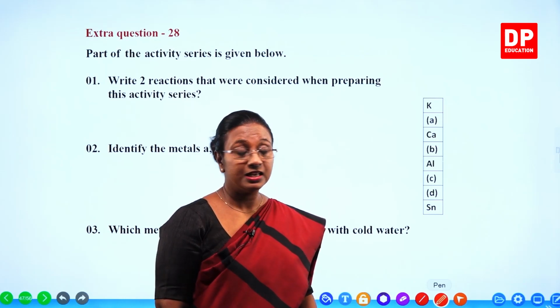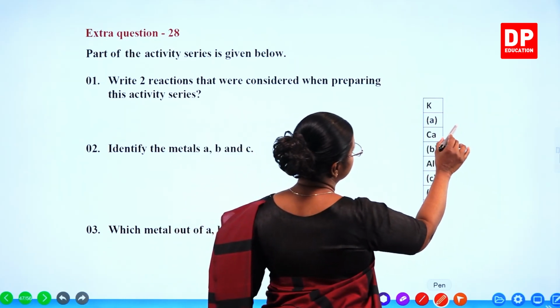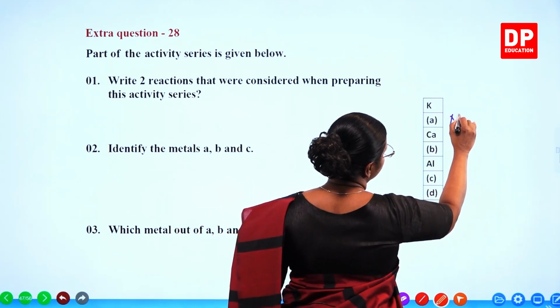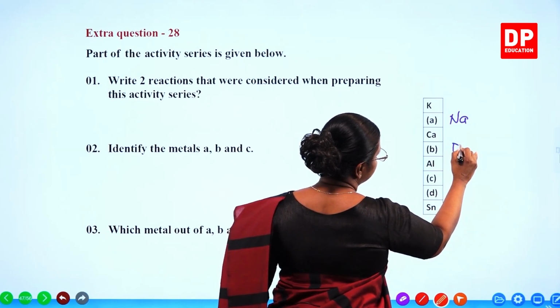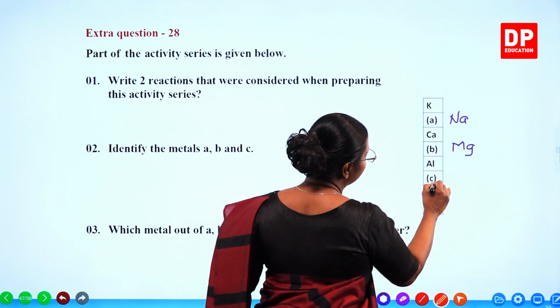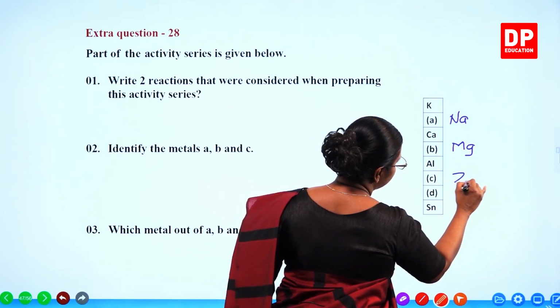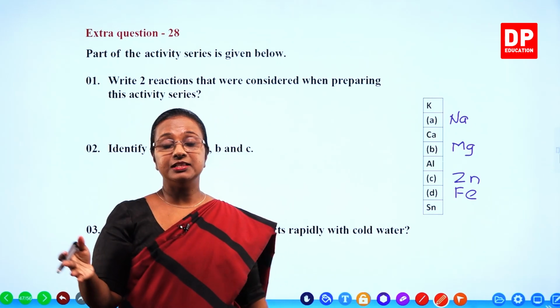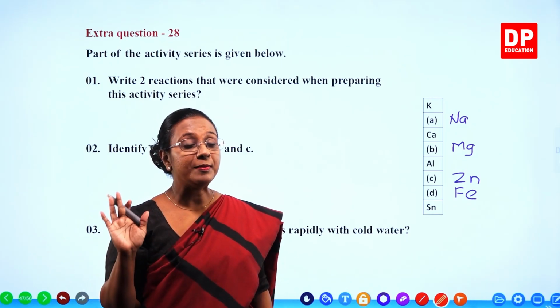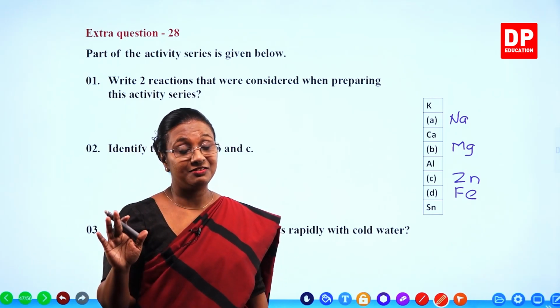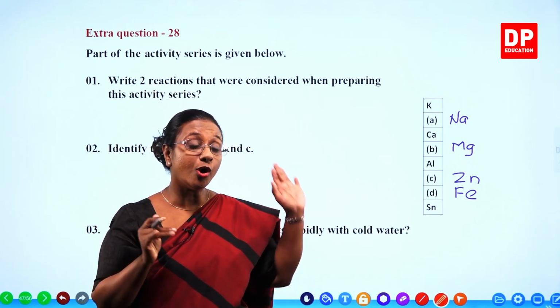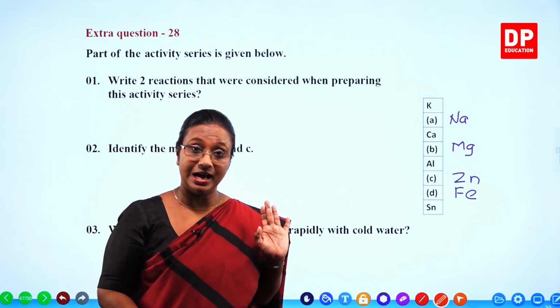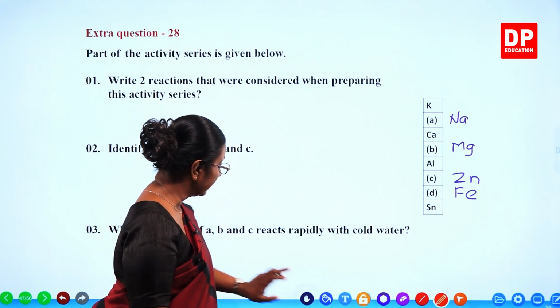Sn is tin. So if you write the elements there, potassium, sodium, then calcium, magnesium, aluminium, then we have zinc, iron, tin, like that it goes on. So you're familiar with all the metals in the activity series. And I'm sure by now you all know the full activity series by heart. So then we will look at the questions.